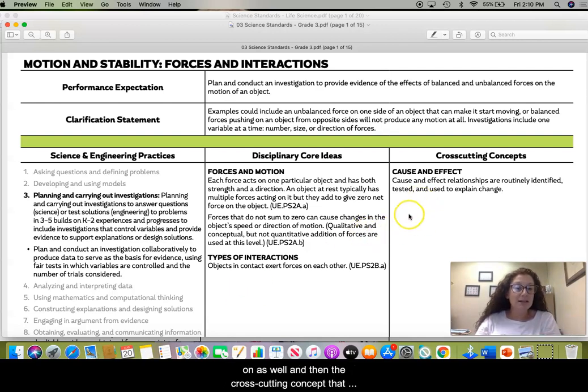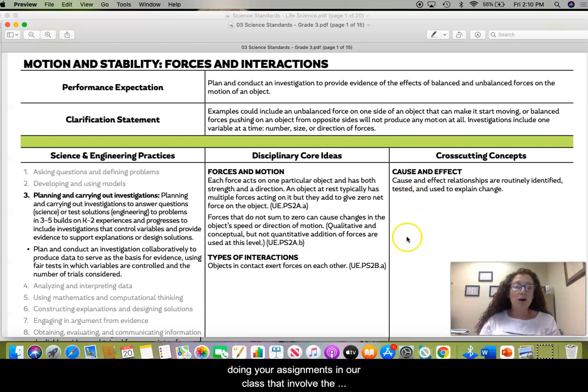And then the cross-cutting concept that they want you to hit in your lesson is that cause and effect relationships are routinely identified, tested, and used to explain change. So you want your students to be able to, by the end of this lesson or by the end of the unit where you're going over this concept, actually explain the cause and effect on that object. What makes that object move? What makes that object stay in place?